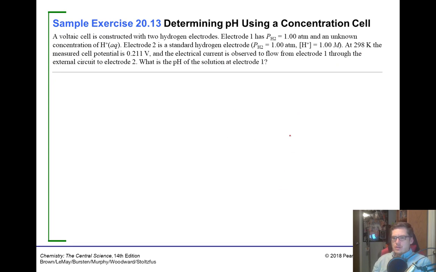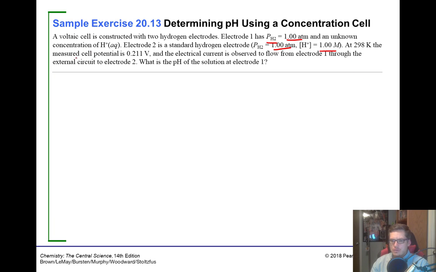So let's try this one together. This is using the same idea, but we're finding the pH using a concentration cell instead of a regular voltaic cell. It says a voltaic cell is constructed between 2 hydrogen electrodes. Electrode 1 has a partial pressure of hydrogen of 1 atmosphere and an unknown concentration of H+. That's really what we're after. Electrode 2 is a standard hydrogen electrode, with 1 atmosphere and 1 molar.